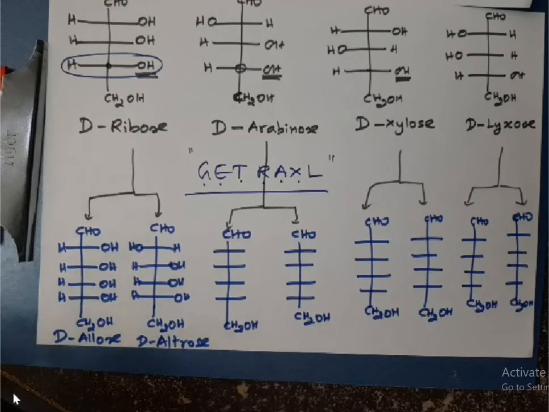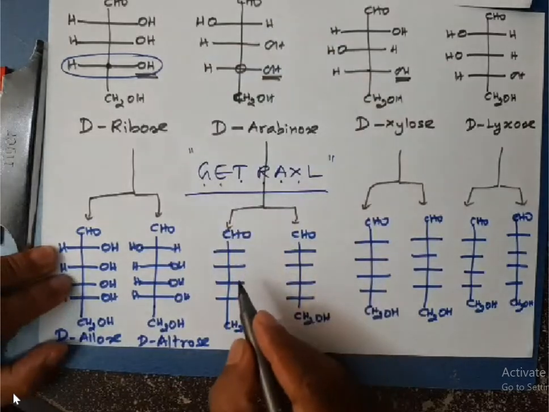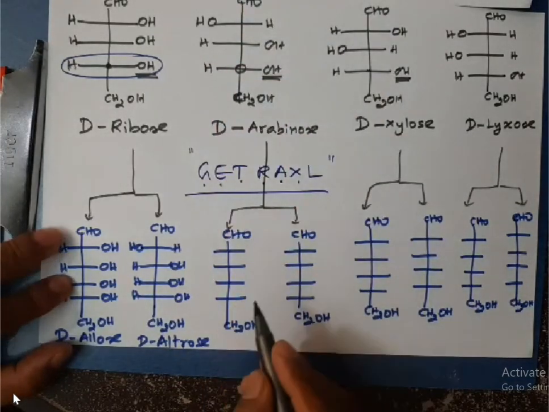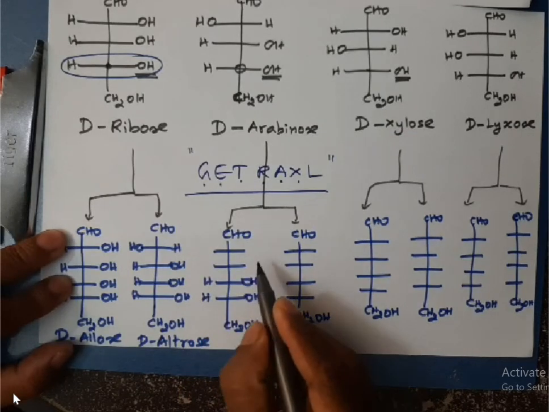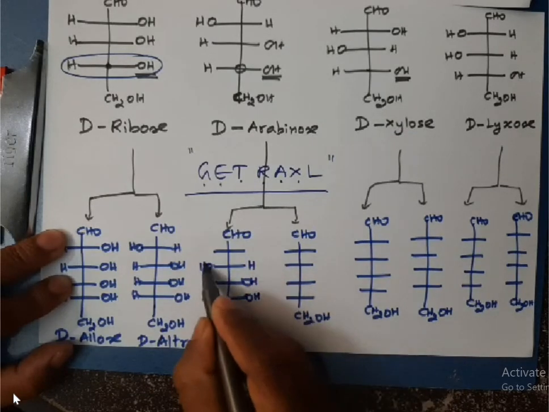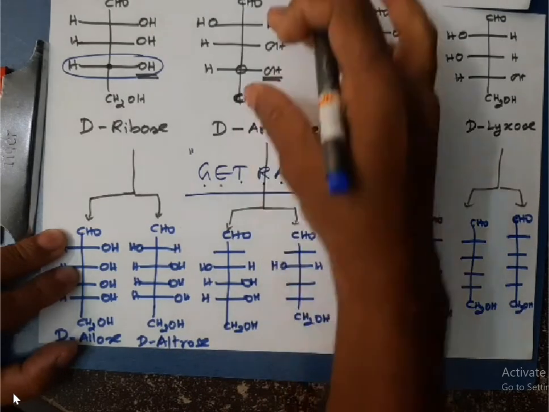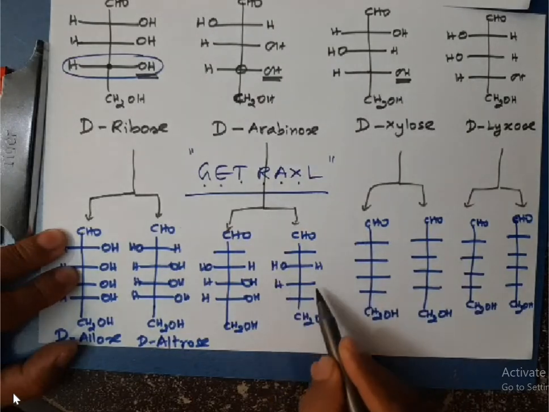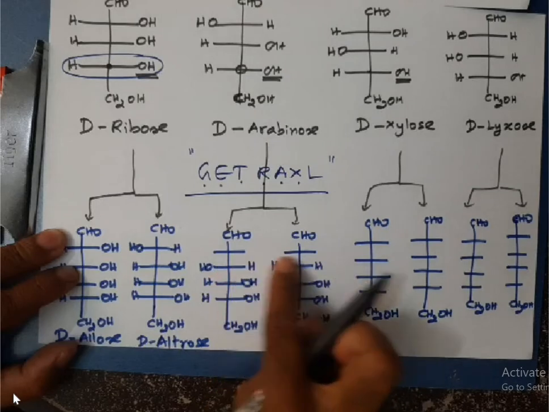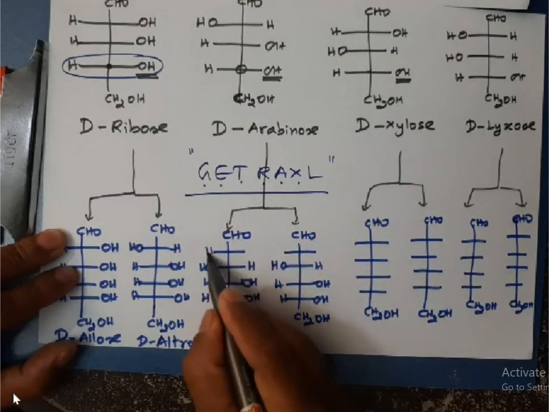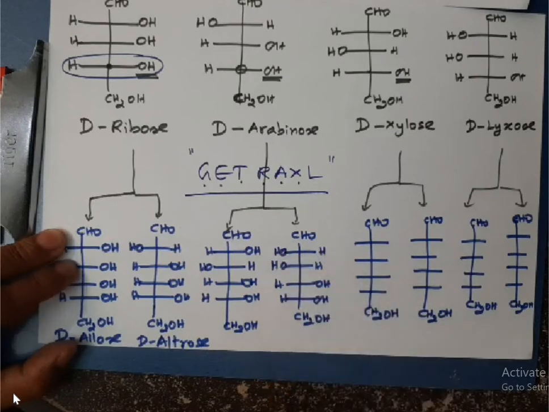Let me draw here. Keep these 3 chiral carbon configurations as such. HOH, HOH, and here HOH. Similarly, here also you should retain this structure as such. HOH, HOH. We should change only the newly introduced chiral carbon. In one molecule, you put the OH group on the right hand side. In the other molecule, you put the OH group on the left hand side.